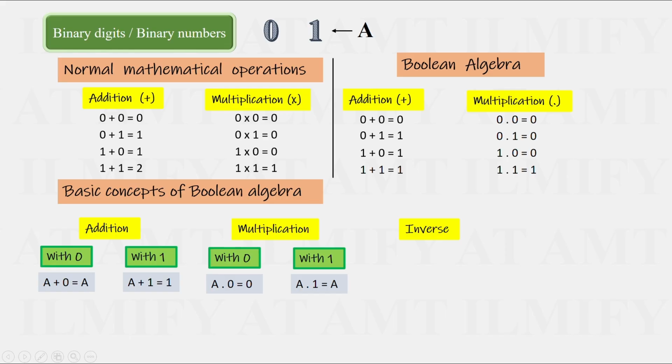Another basic concept is inverse, which is also the functionality of NOT gate. Inverse is nothing but opposite. Since we have two levels, the inverse of 1 is 0, and the inverse of 0 is 1. If A is a variable, then its inverse is represented by a bar.